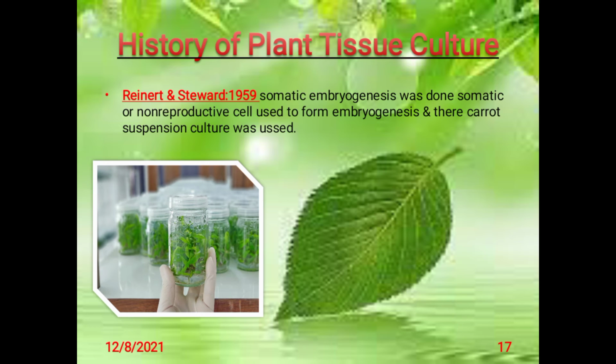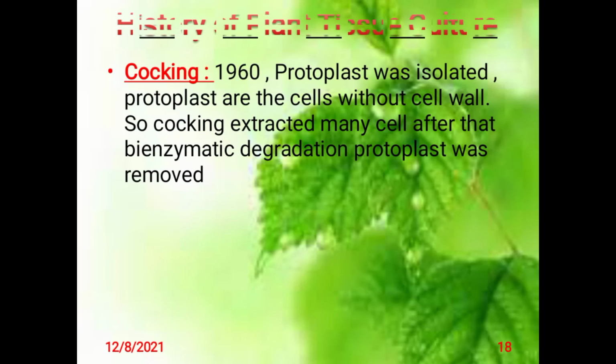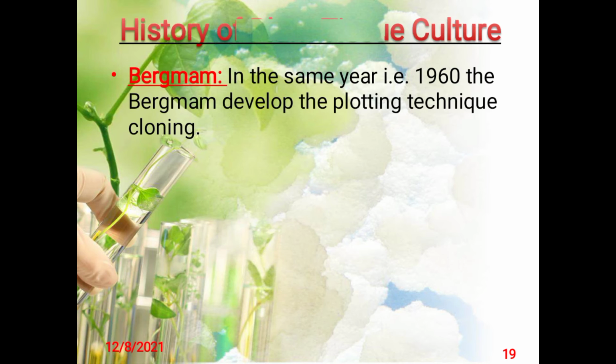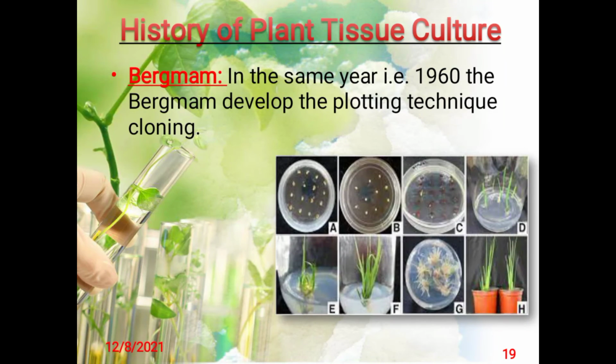Somatic embryogenesis was done. Somatic or non-reproductive cells were used to form embryos, and carrot suspension culture was used. Next is Cocking. In 1960, protoplasts were isolated. Protoplasts are cells without a cell wall. So Cocking extracted many cells. After that, by enzymatic degradation, the protoplast was released. Next is Bergmann. In the same year, 1960, Bergmann developed the plating technique for cloning.